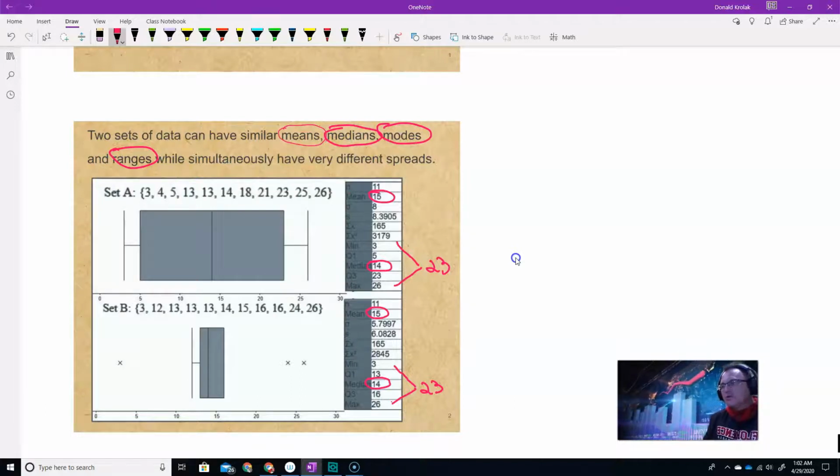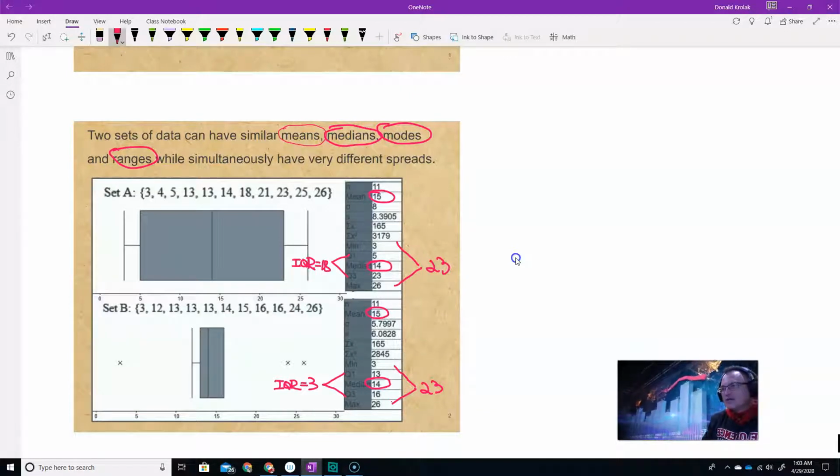And where we could see that is if we looked at the interquartile range, which is Q3 minus Q1. So this one has an IQR of 3. And then up here we got 23 take away 5. So this guy's got an IQR of 18, which explains the spread in the data.